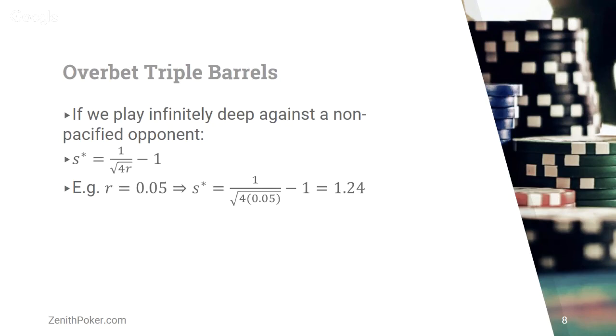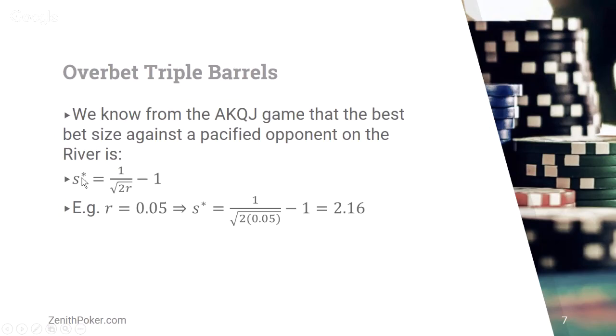That's okay against an opponent that's pacified. Against a pacified opponent, you can totally get away with using this equation for all of your value. You figure out how often your opponent beats you, and then you calculate an S star for that size for that hand, and then you use that hand at that size. No, that's not passive, that's just pacified. That's against a pacified opponent.